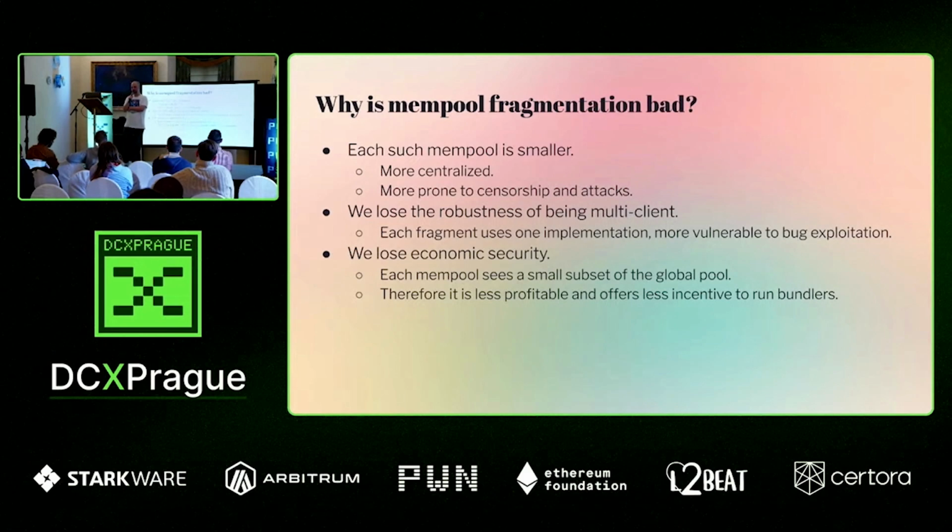We also lose the robustness of the multi-client approach because ERC-4337 took the same approach as Ethereum, where we have multiple clients. We have multiple bundler implementations with different programming languages, so it's unlikely that the same bug will exist everywhere. But if each implementation has its own rules, then we are going to end up with a mempool per implementation. So now a single software bug could take down an entire mempool and the users will not be able to propagate it. And we also lose economic security because now each mempool only has a small subset of all the available transactions. So it cannot construct the most profitable bundle, which means that there is less incentive to participate in it. So you get fewer participants.